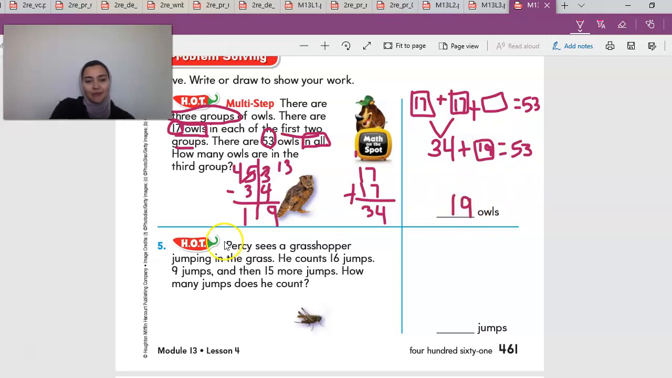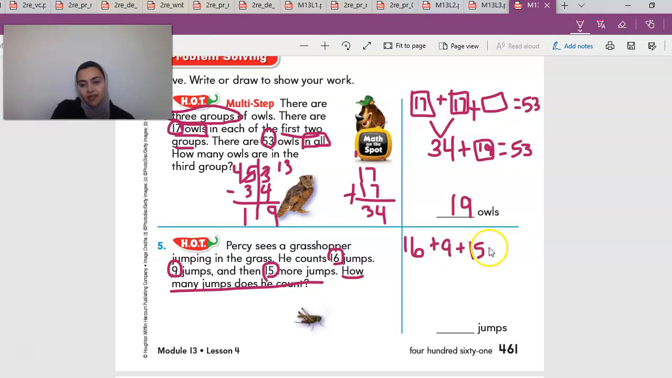Whew, okay, one more. We're almost there, guys. Hang in there. Piercy sees a grasshopper jumping in the grass. He counts 16 jumps, 9 jumps, and then 15 more jumps. How many jumps does he count? This is a very simple problem. It says he counts 16 plus 9 plus 15 more equals how many jumps in all?